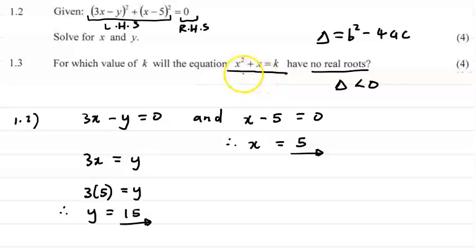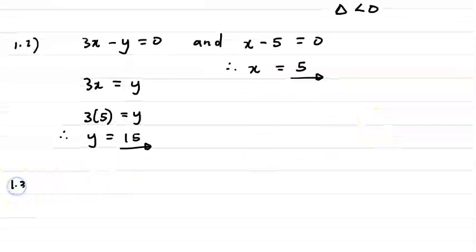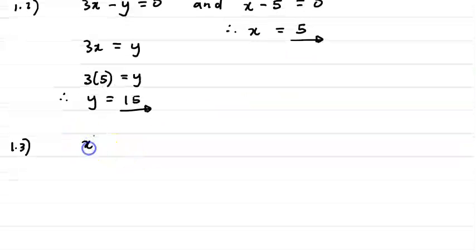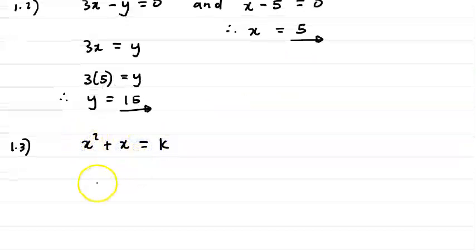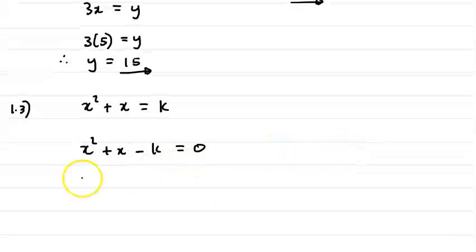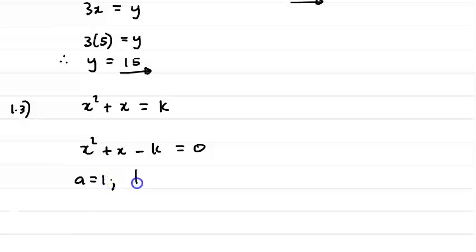So let us firstly write x² + x = k in the standard form of a quadratic equation. So therefore, 1.3, but x² + x = k. So x² + x − k = 0. So now it's in the standard form of a quadratic equation. So therefore a is 1, b is also 1, and c is going to equal −k.